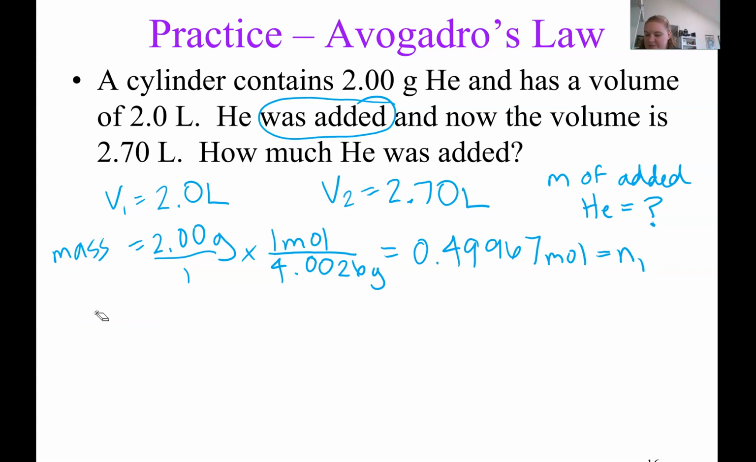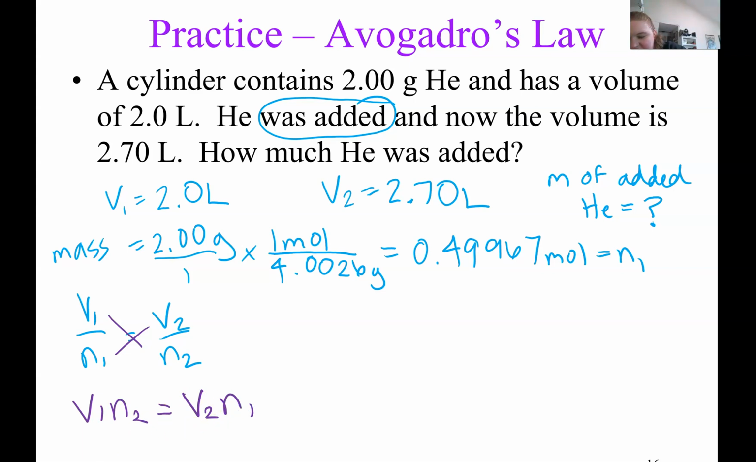So my equation, Avogadro's law, V1 over N1 equals V2 over N2. We have both volumes, we have the first moles, we need to find the second moles. So I'm going to do a little cross multiplying here to rearrange my equation. I'm going to say that V1 times N2 is equal to V2 times N1, and then we are going to divide by V1. Remember, N2 is what we're trying to solve for. So we end up with N2 is equal to V2 N1 over V1.